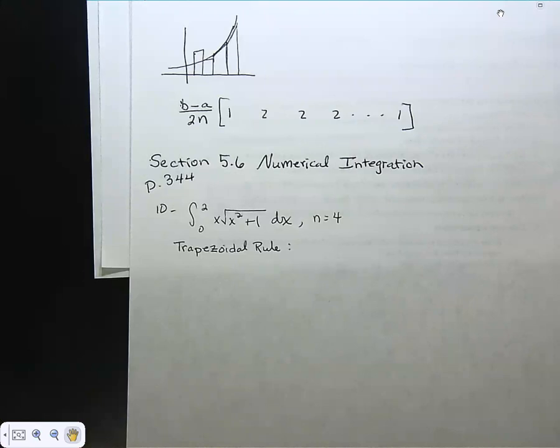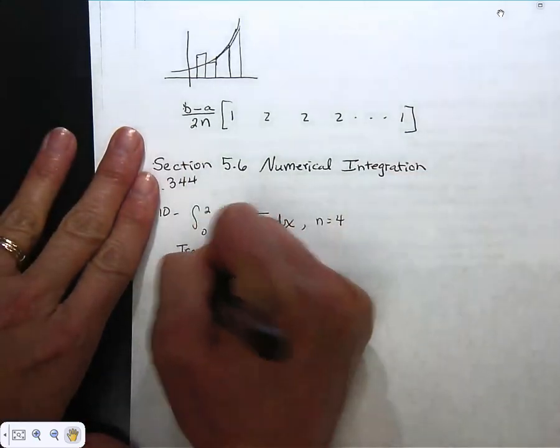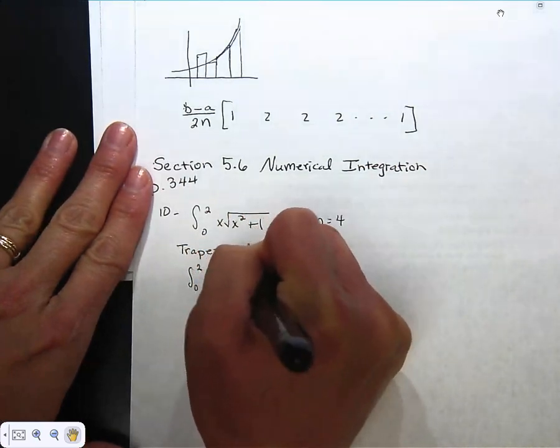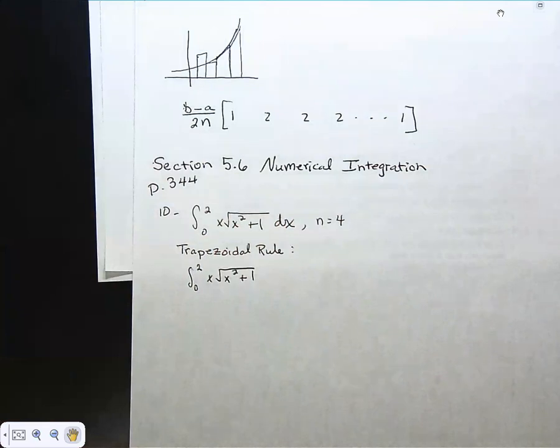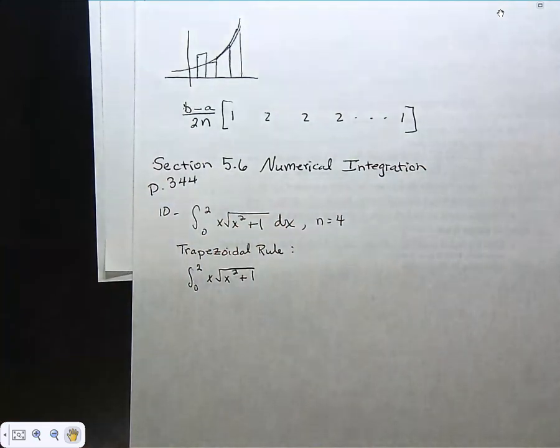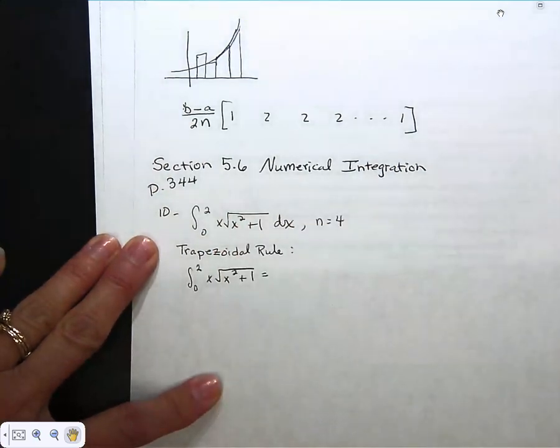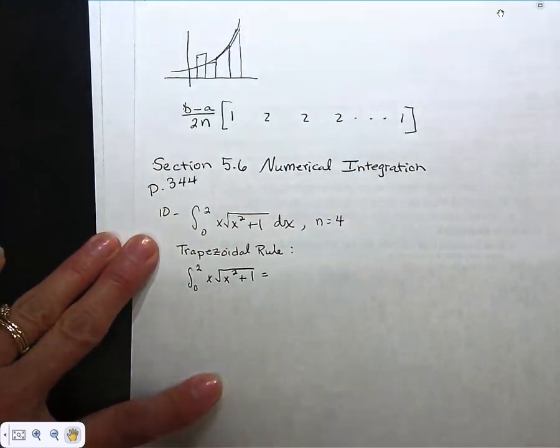But the last 2 problems in the homework, substitution is not going to work. That's when you would have to use the trapezoidal rule or Simpson's rule. We're just kind of proving it works right now. So the trapezoidal rule says that definite integral, it's not an antiderivative, it's a definite integral, equals b minus a. What are a and b here?